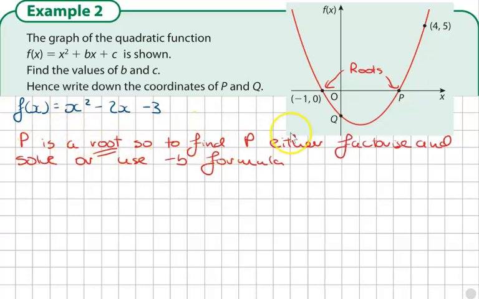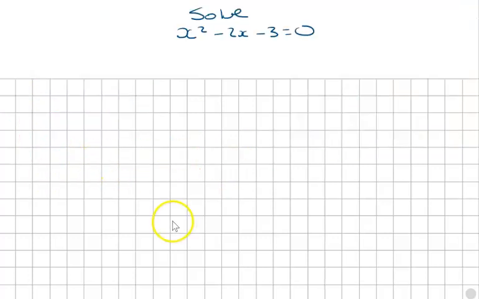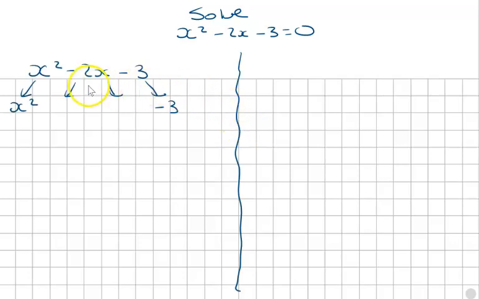So to find P, we either factorize and solve or use the minus b formula. So if x squared minus 2x minus 3, we want to solve it. So factorizing, bring down the x squared, bring down the minus 3. This minus tells me that these signs will be different.